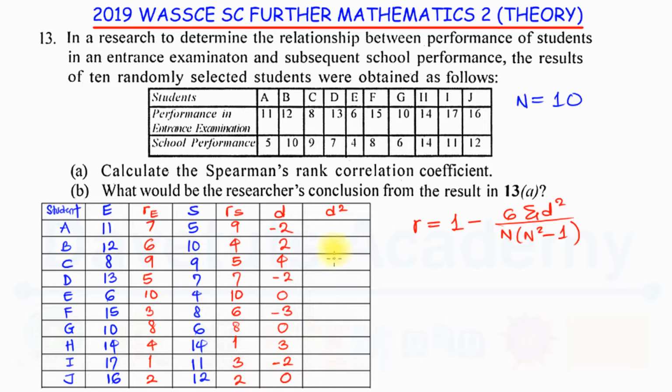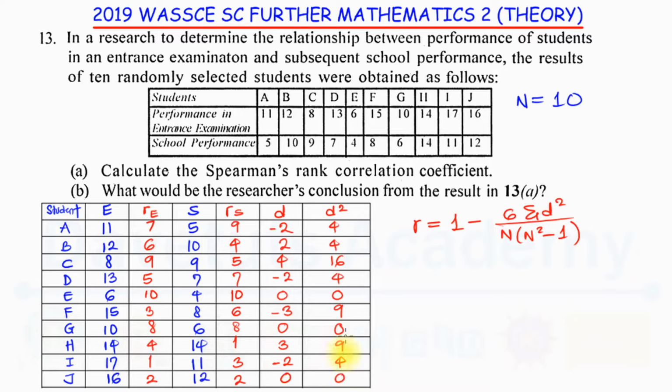Then we need to find the square of this deviation. Minus 2 raised to power 2 is 4. 2 raised to power 2 is also 4. 4 raised to power 2 is 16. Minus 2 raised to power 2 is 4. 0 raised to power 2 is 0. Minus 3 raised to power 2 is 9. 0 raised to power 2 is 0. The square of 3 is 9. Minus 2 raised to power 2 is 4. And 0 raised to power 2 is also 0.